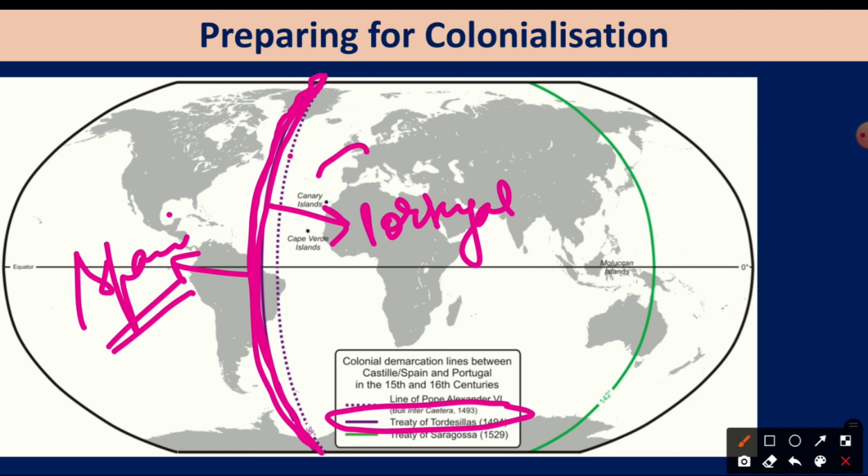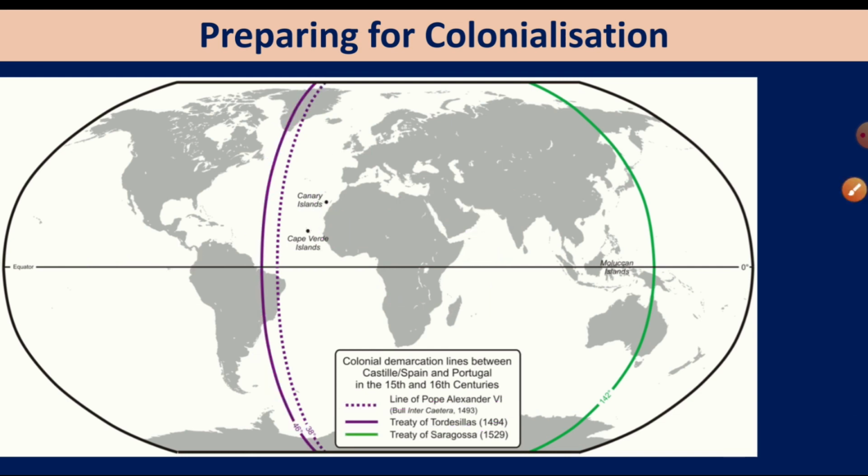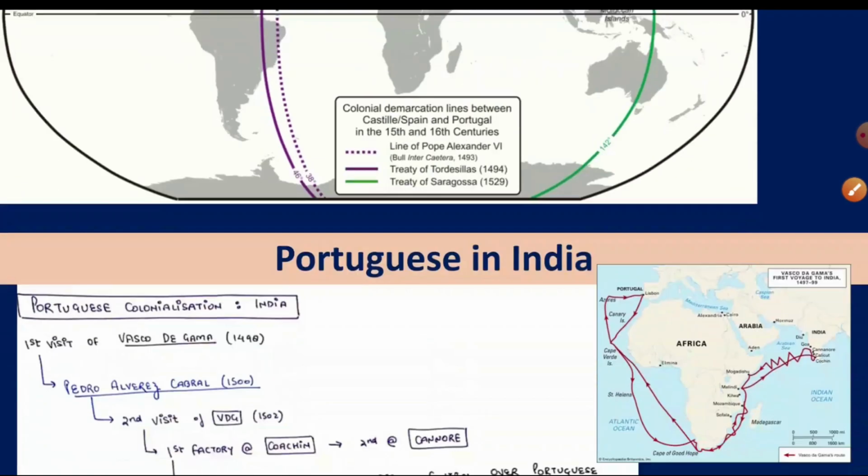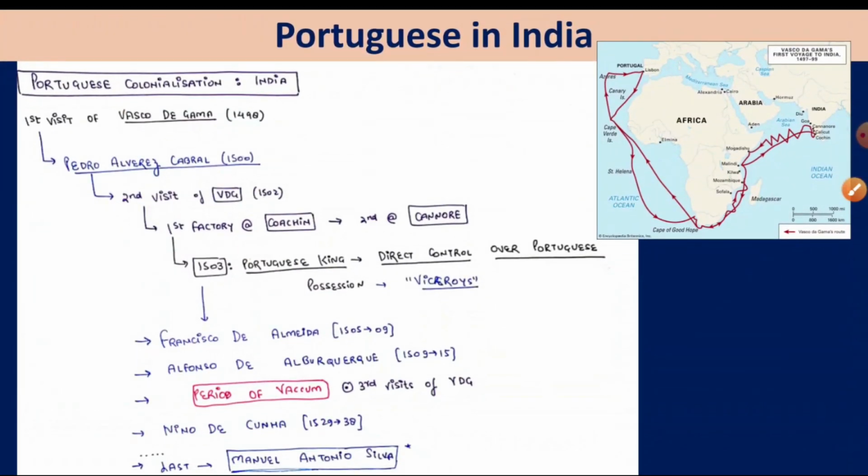And that is why the Portuguese, Vasco da Gama, came to India finally. Now the trade route was blocked. So he came from here to here, around the Cape of Good Hope, then he came to India. This was the route of Vasco da Gama from Portugal to India.